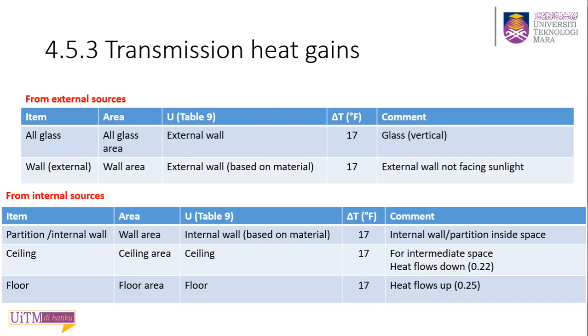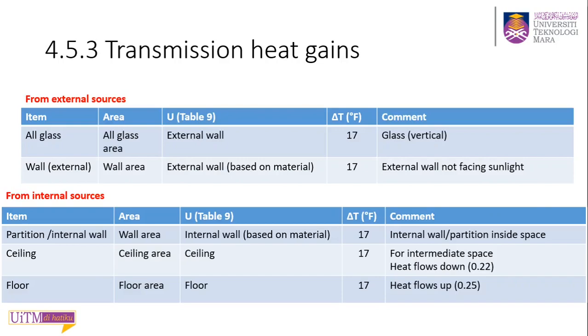For partition or internal wall, calculate the heat transfer through adjoining spaces. Using table 9 for heat transfer coefficient, we will refer to the internal wall row and choose the value based on the wall material. Ceilings are for intermediate spaces.